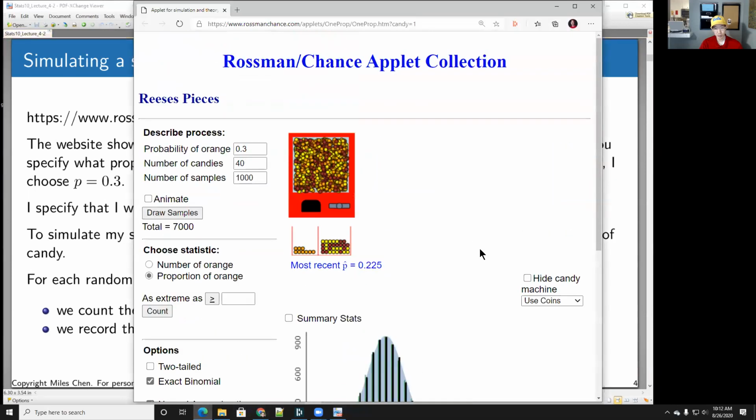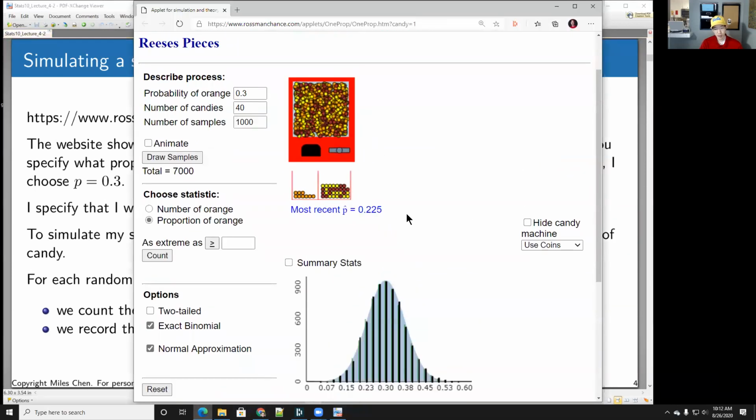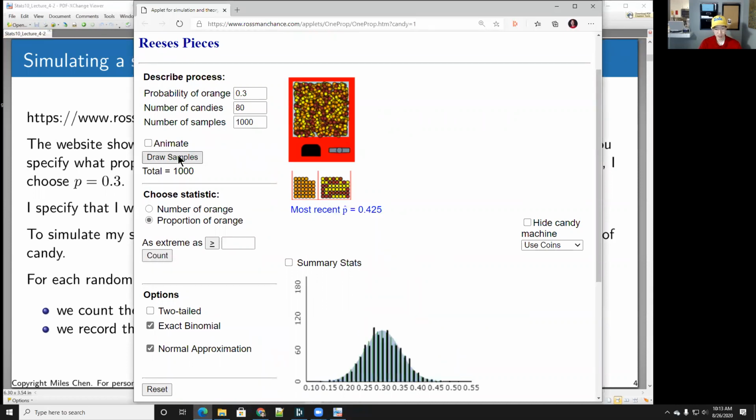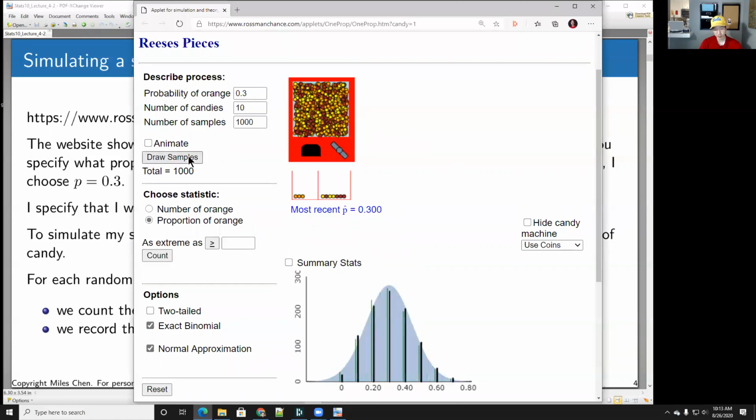an illustration of us building up the sampling distribution. Okay. And you can even try taking samples of different sizes. So here I took samples of 40, but if I did samples of, say, 80, we would see a similar distribution, but the lines are a lot closer together, and the overall amount of spread is a lot smaller, right? If I take only samples of size 10, we're going to get something between 0 and 70% orange and things like that.